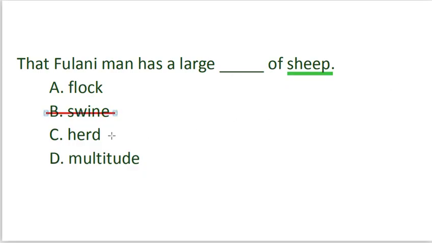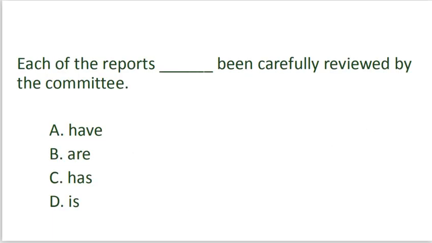Herd is a collective noun for cattle, for goats and cows specifically. So in this question, it is not about goats or cattle, it is about sheep. Multitude is just too general. Therefore, our correct option is flock, which is the correct collective noun for sheep. That Fulani man has a large flock of sheep. The next question says, each of the reports dash been carefully reviewed by the committee.